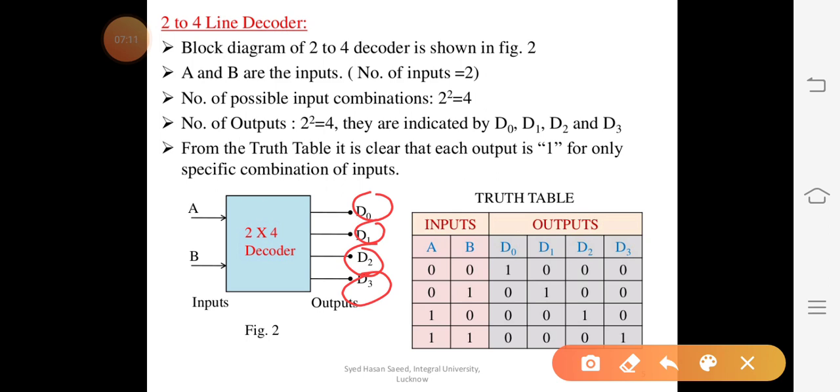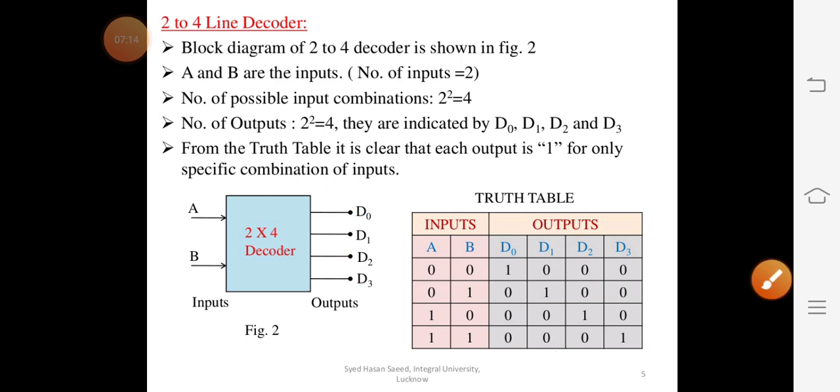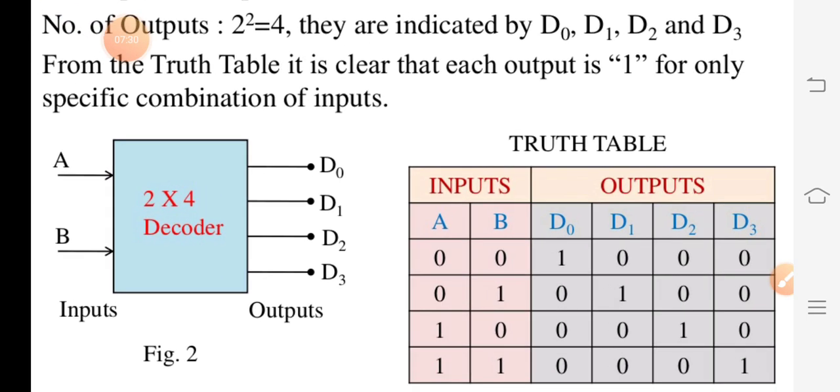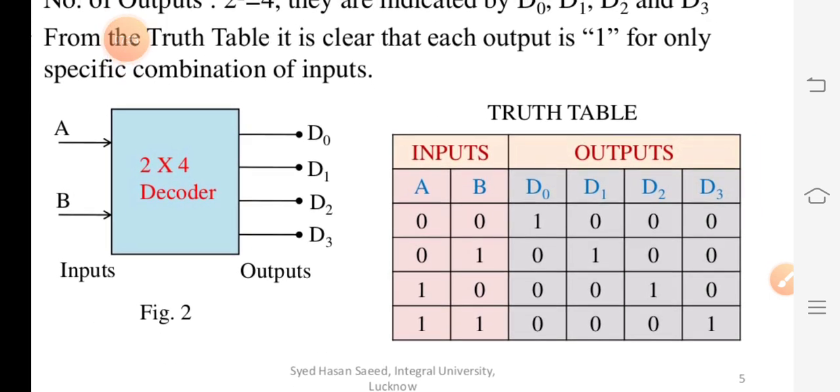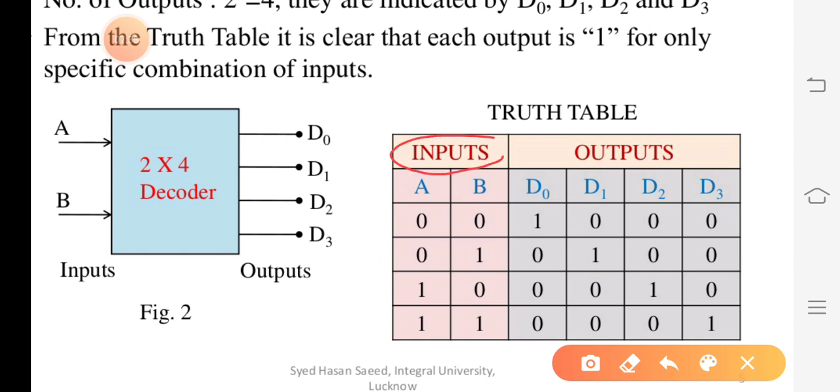Done. Next, from the truth table it is clear that each output is 1 for only a specific combination of input, meaning for a single combination the value of each output will be 1. Now look at the truth table. Here is the truth table. Here we have written inputs and outputs. We are using 2 variables, A and B, in the input column, and 4 output variables denoted by D0, D1, D2 and D3.